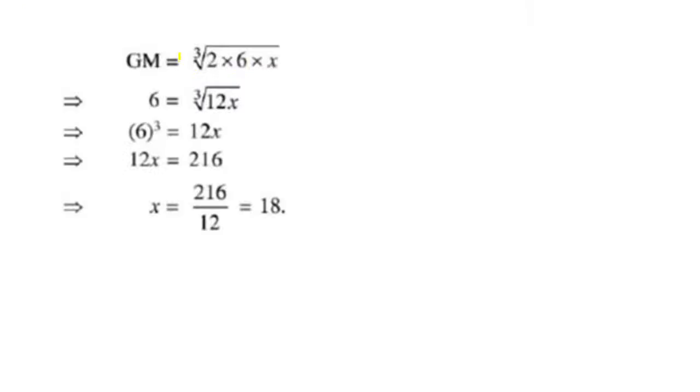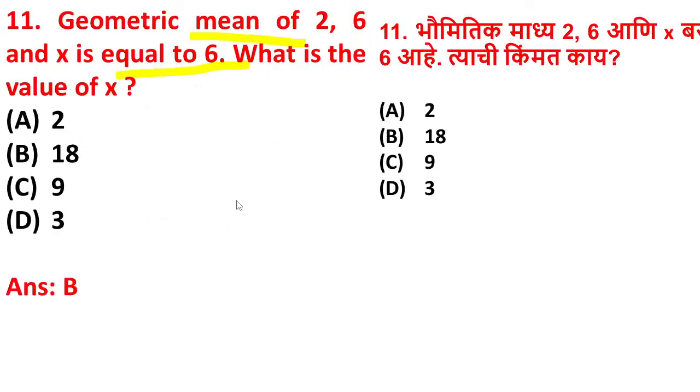Yes, here the geometric mean is the cube root of 2 into 6 into x. So 6 is equal to the cube root of 12x. So 6 raised to 3 is equal to 12x. 12x is equal to 216. x is equal to 216 divided by 12. So the right answer is 18. Option B, 18, is correct.